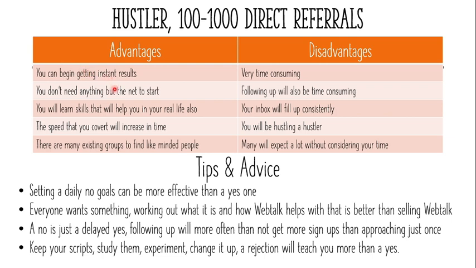So the advantages I've got written down here are you can begin getting results instantly. Now, what I mean by this is you can approach today. If you've got the internet, if you're watching this, there's no reason you can't approach 10 people straight after this video, okay? So you can begin getting results straight away, instantly, today, if you take action. The second one I've got here is you don't need anything but the net to start. So if you've got internet connection, that's all you need. Obviously, you need a phone or laptop to do it, but if you've got internet connection, if you are watching this, there's no reason why you cannot start trying to work on this goal today.